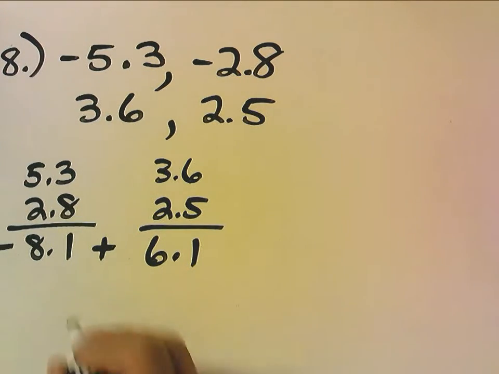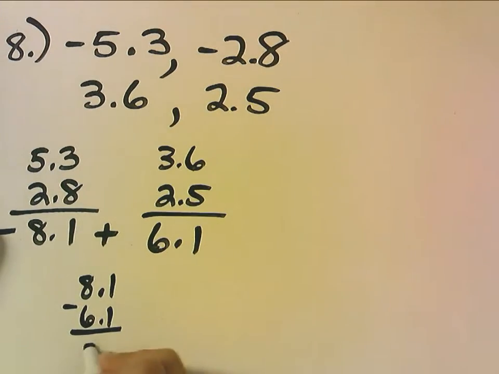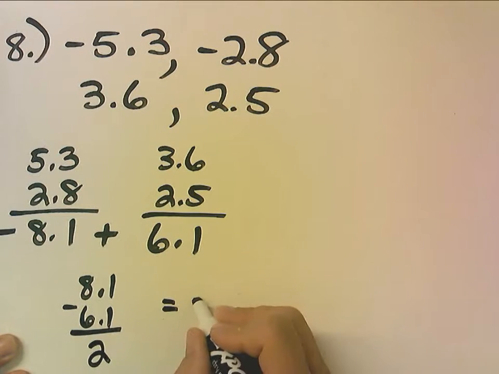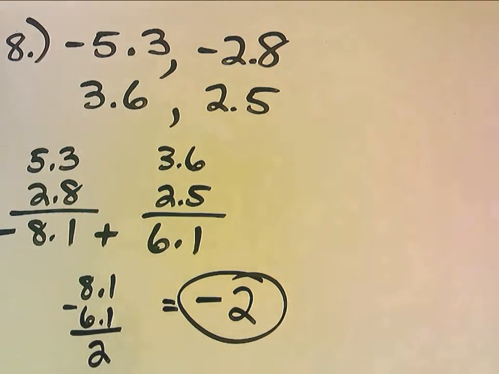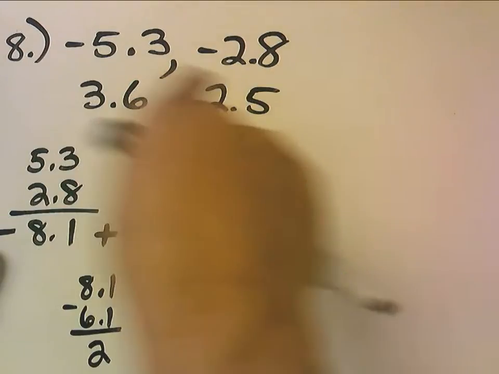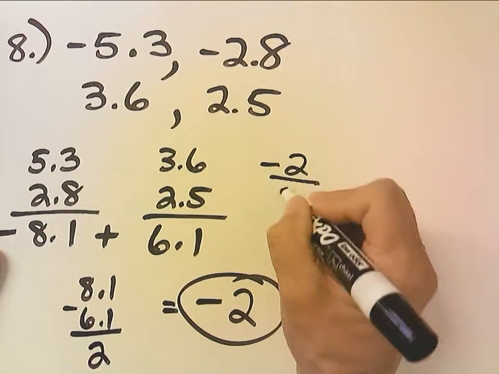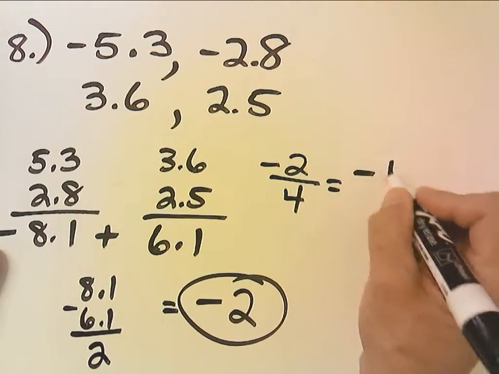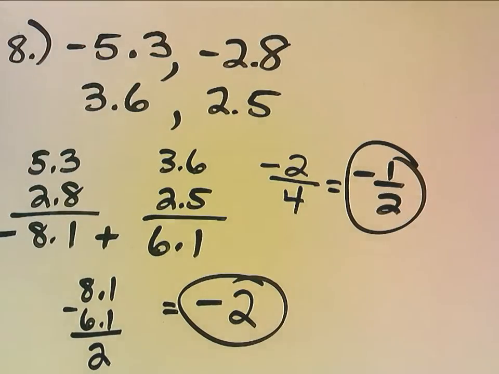How many more negatives than positives? I don't know. Let me find the difference. Difference means subtract. So the answer here, the sum of all these, is negative 2. Now, a common mistake people make on the quiz is they stop. But did the question say find the sum, or did the question say find the mean? It says find the mean. So I have to divide by 1, 2, 3, 4. So this means it's negative 2 divided by 4, which I can just change to negative 1/2. I just simplify it. Okay? So don't forget when you're finding the mean to divide at the end.